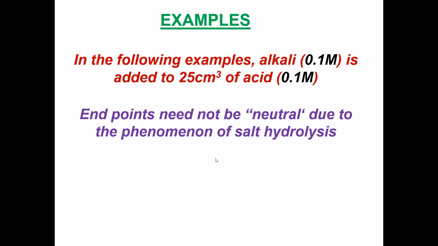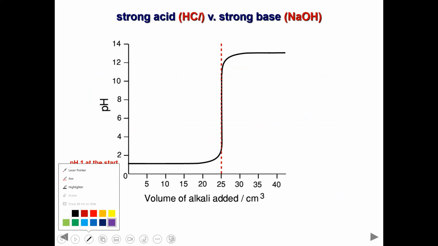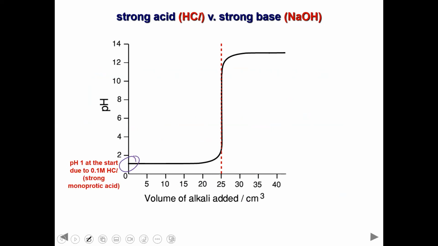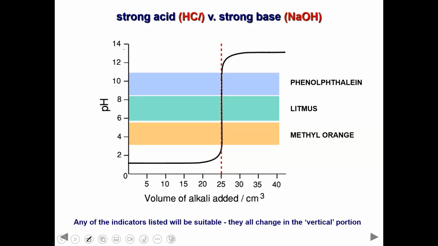For example, we have 0.1 molar alkali added to 0.1 molar acid. When you make them neutral, a strong acid versus strong base, look at the graph. The graph starts from a very low value because it's a strong acid. It also reaches a big number because it is a strong base. In this case, the vertical section is so big that virtually every indicator will fit here.